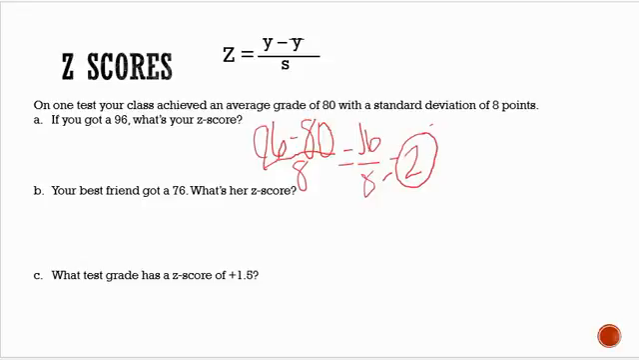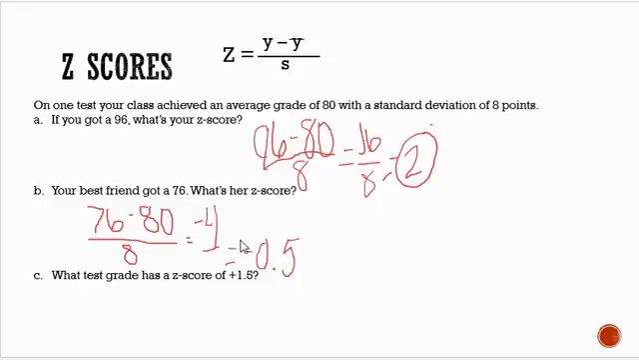Please pause the video and try B. You should have gotten negative 0.5. If you forgot your negative, that's probably because you didn't write that it should be a negative 4 up top. So you have negative 4 divided by 8 equals negative 0.5.